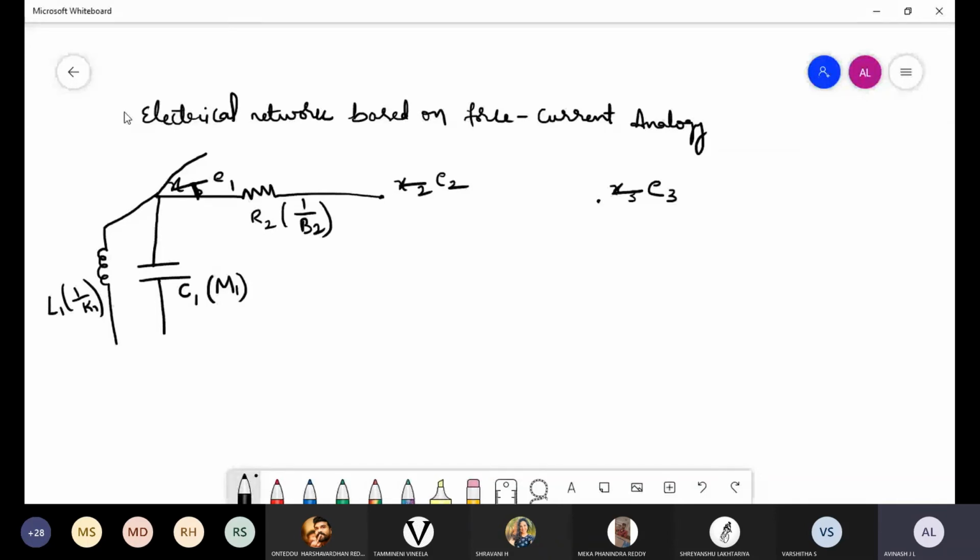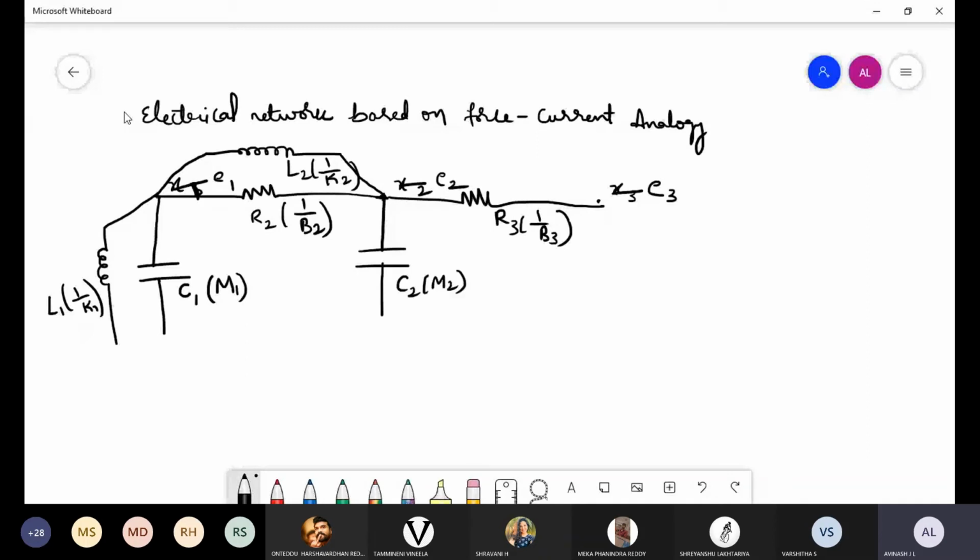From E2 to E3 there is a resistance R3, that is 1 by B3. Now see the E2 node. At the E2 node there is a mass, so mass is converted into capacitance, M2. There is a force, so by the force-current analogy, instead of force it is a current, and in the bracket I can say it is F of T.